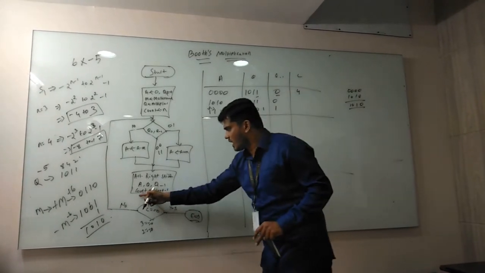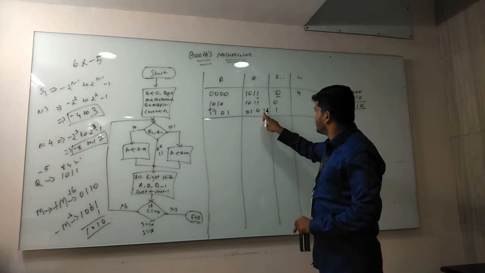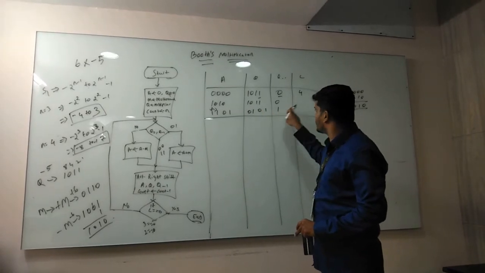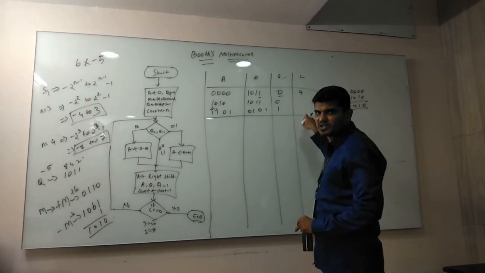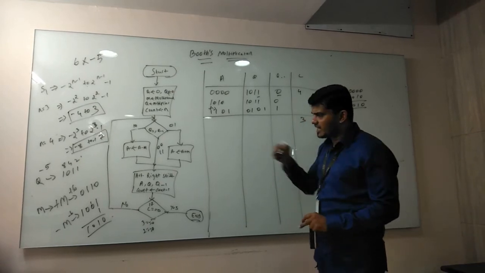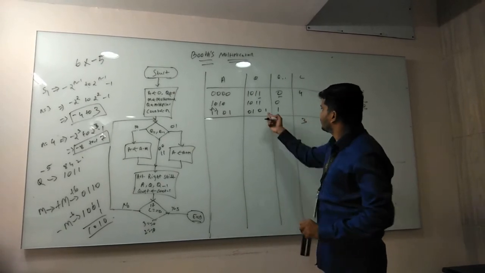Decrement the counter. Counter equals counter minus 1. 4 minus 1, which is 3. And check whether the counter is 0. It's not 0, so we go ahead.